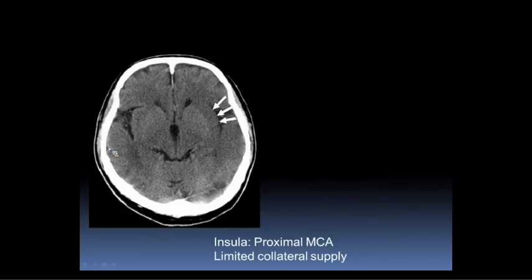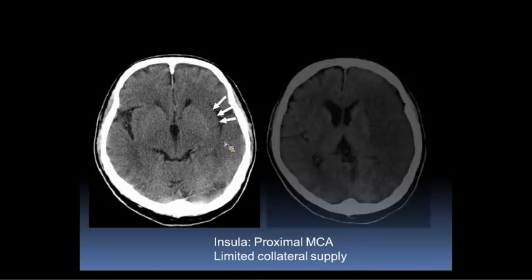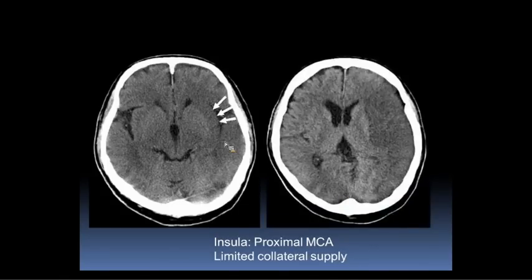Another example here, you can see a nice cortical ribbon along the insula here. We don't see it here. This is a little bit more of a clear-cut case than the last one. So again, because it's proximal MCA territory and it has a limited collateral supply, it tends to be an early sign of acute stroke. So always look there first.